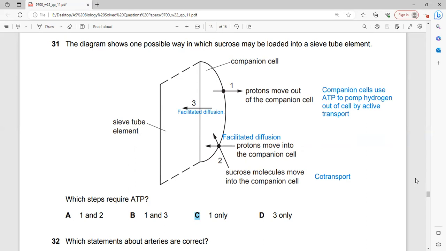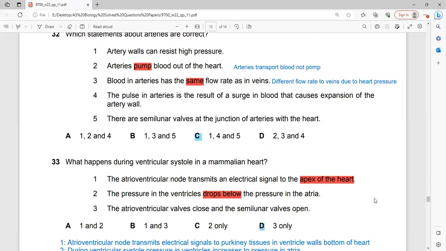So ATP is used in active transport in number 1. While when the hydrogen ion concentration increases outside, they start moving from outside to the inside by facilitated diffusion. In this way, the sucrose also moves by facilitated diffusion as in co-transport. So number 2 is facilitated diffusion. While if there is high sucrose in the companion cell, it will transfer to the neighboring sieve tube element. Number 3 is facilitated diffusion. So option number 1 is correct. Option C is correct here.